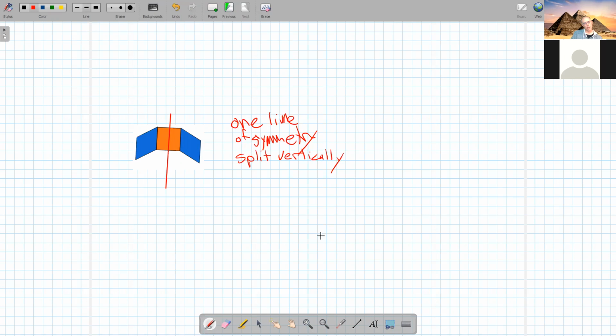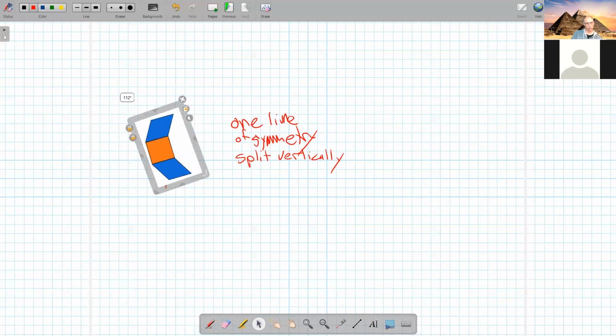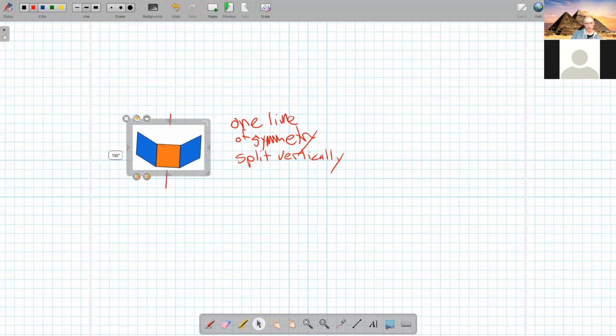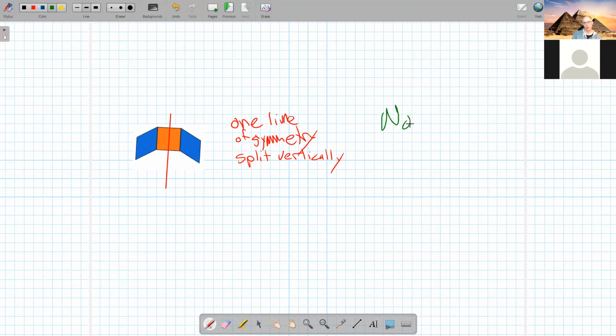Okay, and does it have any rotational symmetry? You actually have to draw it and then rotate your paper and see when you get the exact same thing again. And, you know, nope, nope, nope, nope, it's upside down there. Okay, nope. All right, so this has no rotational symmetry. That's okay.